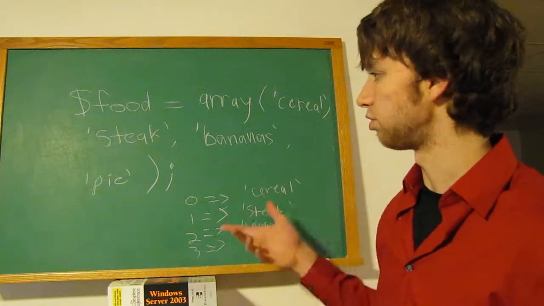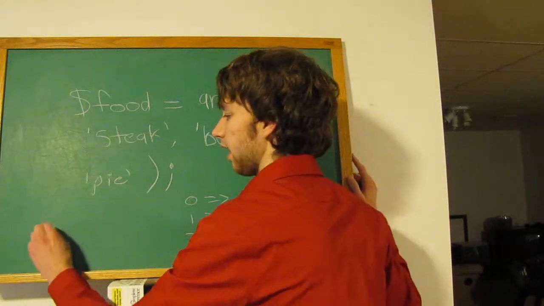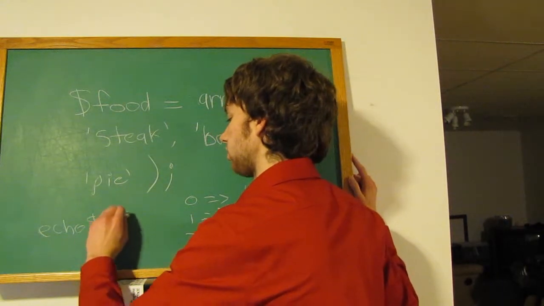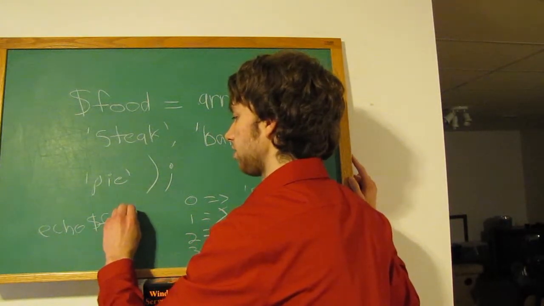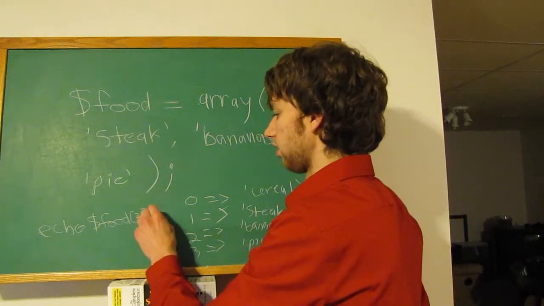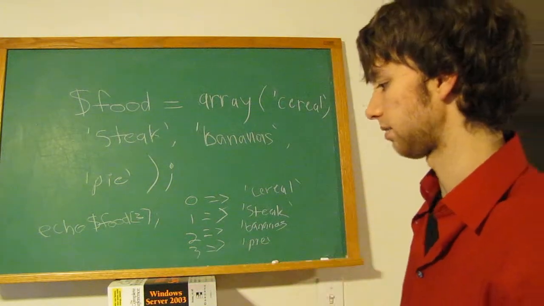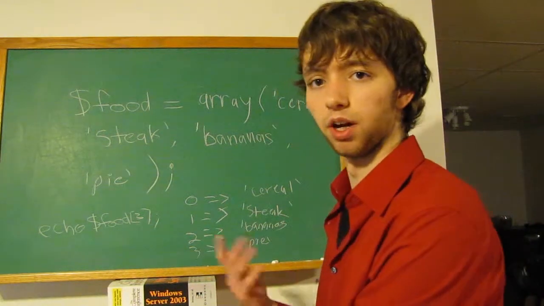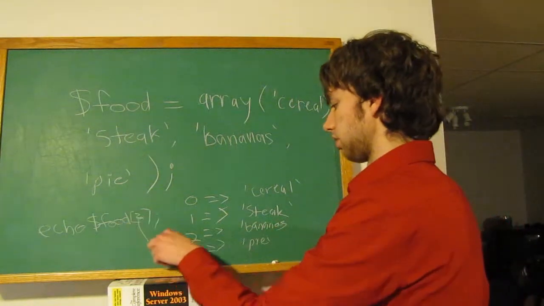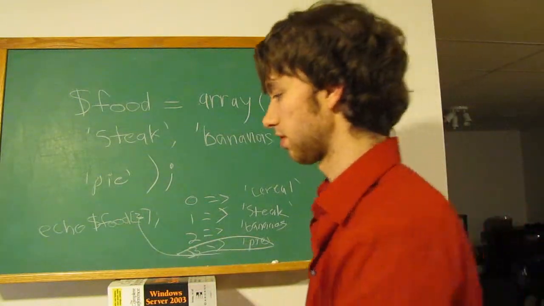So now if you wanted to access the pi value of the array, you could say echo foods square bracket, and then within the square bracket write a 3, and this is going to access the third element, which is pi. I'm sorry, this will access the third key, not the third element. This will point to the key with the value 3, which is going to grab pi. Hopefully that makes more sense.